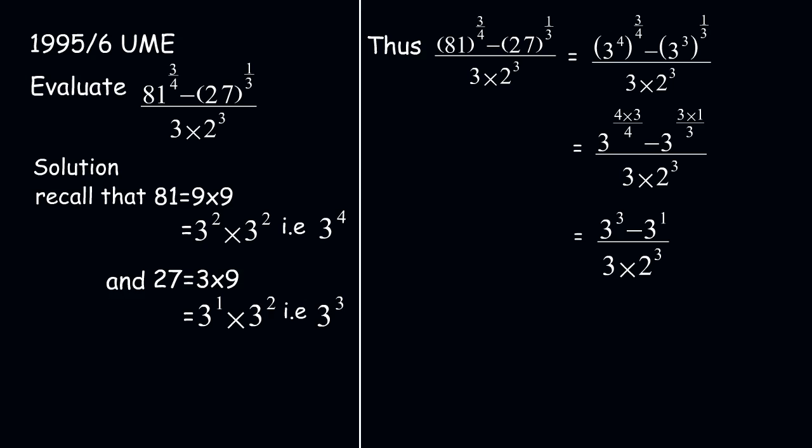3 to the power of 3 is 27 and 3 to the power of 1 is 3. And we also know that 2 to the power of 3 is 8. So our equation simplifies to 27 minus 3 divided by 3 times 8. 27 minus 3 is 24 and 3 times 8 is also 24. So we are left with 24 divided by 24, which is equal to 1.